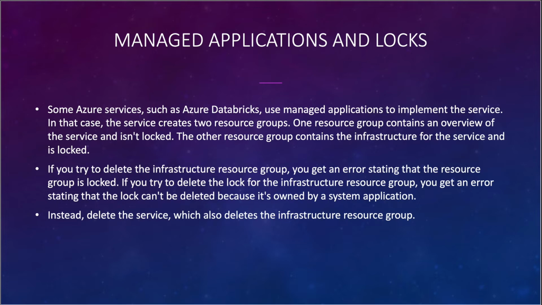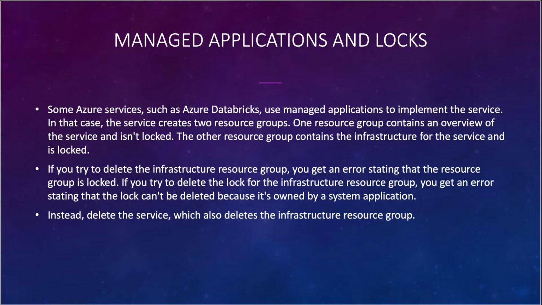So, managed applications and locks. Some Azure services, such as Databricks, use managed applications to implement the service and require two or more resource groups. If one resource group contains an overview of the service and isn't locked, and the other resource group contains the infrastructure and is locked, things are going to start breaking. If you try to delete the infrastructure resource group, you will get an error. If you try to delete the lock for the infrastructure group, you will get an error, because you don't have the permissions to do it.